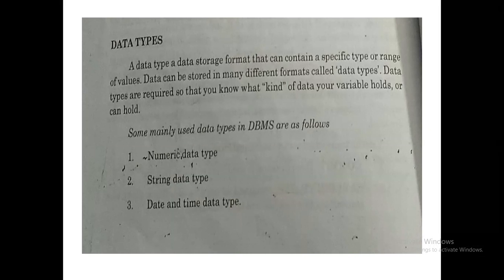So, mainly data types in DBMS are as follows. First one is numeric data types. Next is string data types, and third one is date and time data types.